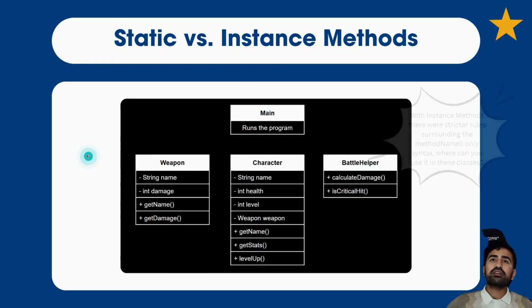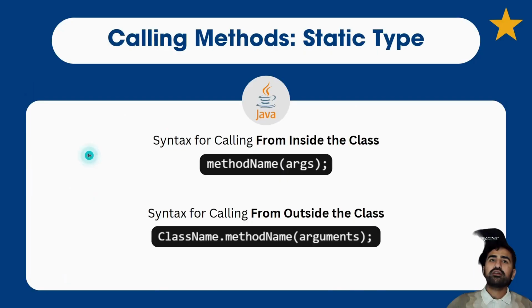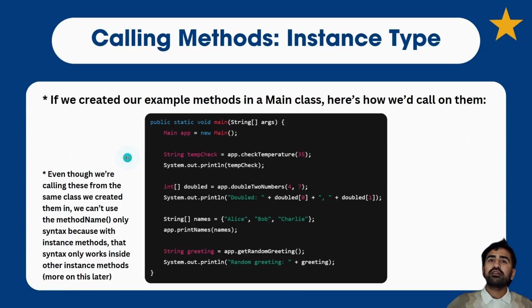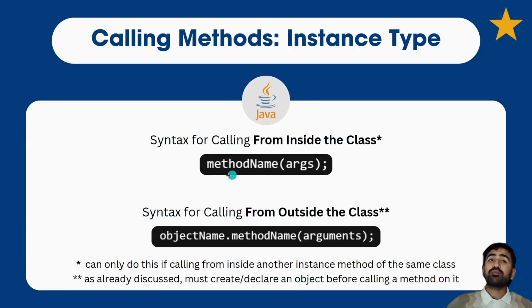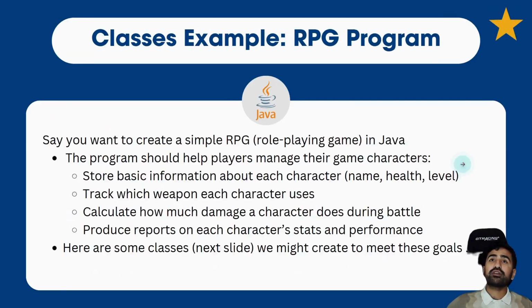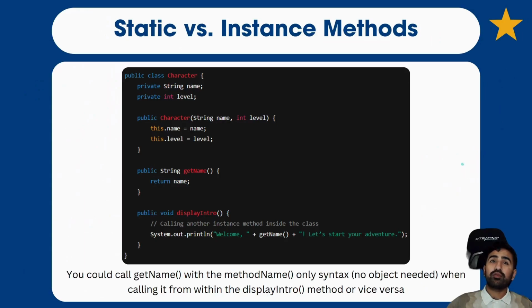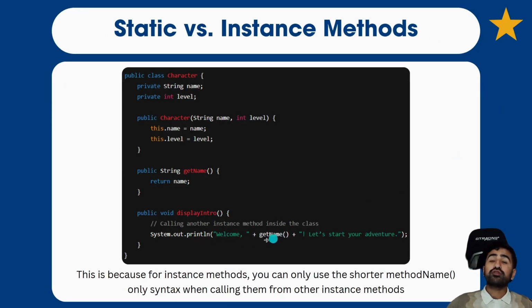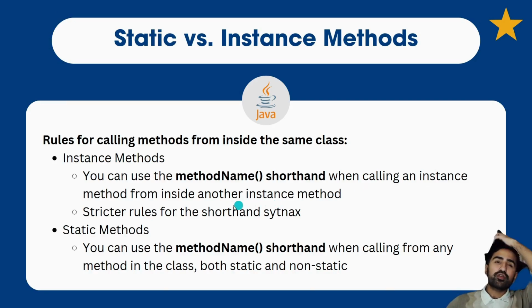If you go way back to these slides, from inside the class for both static and instance type, you can use method name only if you're inside the class. But remember, for instance type, I put those asterisks, and we're finally clarifying it here. You can use the shorthand only if it's inside another instance method. Static is a little bit more flexible. So let's go over the rules one more time. For instance methods, you can use the method name shorthand when calling an instance method from inside another instance method from inside the same class.